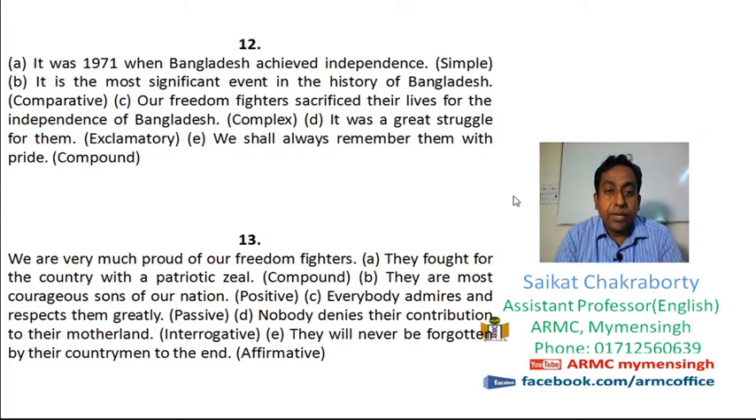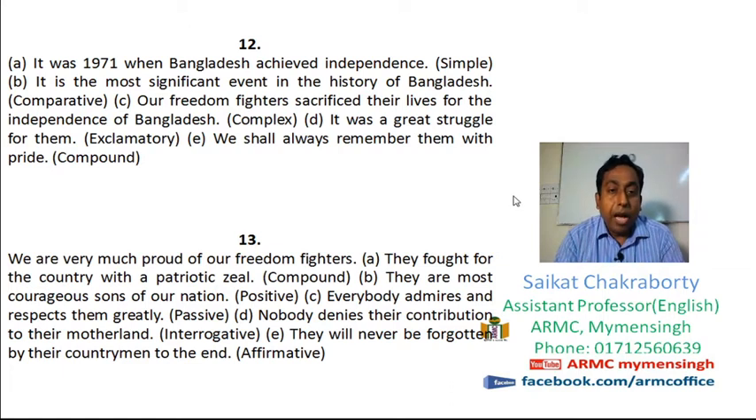It is the most significant event in the history of Bangladesh. Comparative. To make it comparative, what can we say? It is the most significant event in the history of Bangladesh. Then we can say it is more significant than any other event in the history of Bangladesh. You can also use all other, but then event will be changed into events.